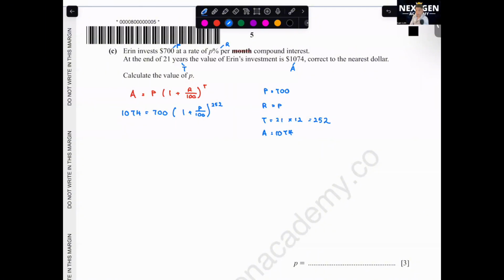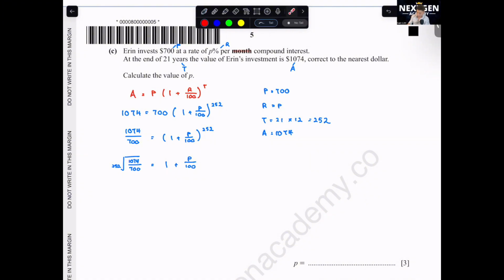Got it? Samia just now said she doesn't know how to make R the subject. We do one step at a time. From here, it's just algebra. So rearrange to make this the subject. First step, bring the 700 over. So 1074 over 700 equals 1 plus p over 100 to the power of 252. How do we bring the power 252 to the other side? The opposite of power means you root it. So we need to take the 252 root of 1074 over 700, which equals 1 plus p over 100.